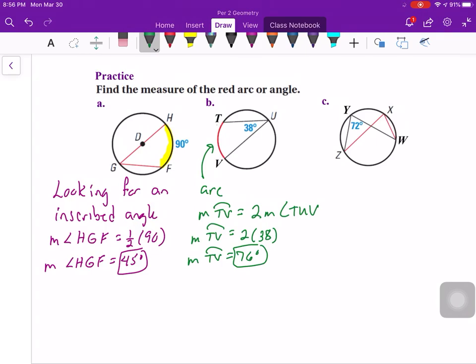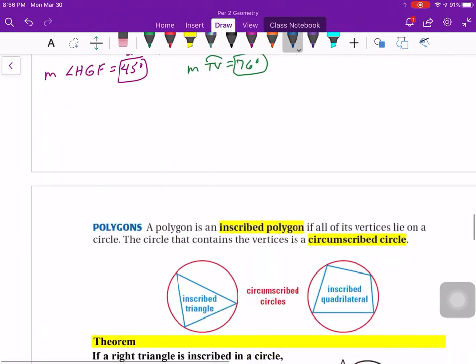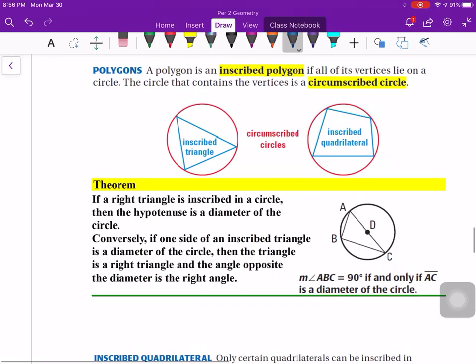Now, in this last one on this problem, in part C, it looks like we're looking for an angle again. But the angle that we're looking for has this intercepted arc. And that's the same intercepted arc as the 72. So that means these two angles have to be congruent. So there's really no work for me to do. Angle ZXW is going to have to be 72 degrees. Two inscribed angles with the same intercepted arc have to be congruent to each other.